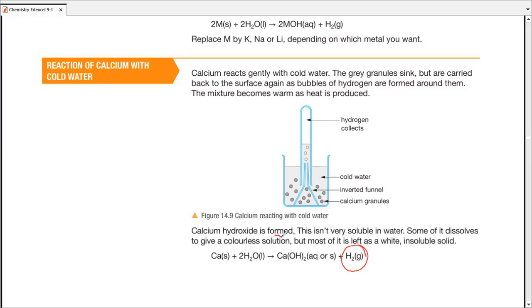So the granules keep going up and down all the time until they are completely consumed by the reaction. Calcium hydroxide is formed, as you can see over here. This isn't very soluble in water. Some of it dissolves to give a colorless solution. Most of it is left as a white insoluble solid. So whether you write aqueous or solid, both ways you're going to be correct. Aqueous means some of it dissolves in water. Solid means most of it does not dissolve. Both ways in IGCSE, they consider it correct. This is Edexcel giving you leniency with reactions that have two possibilities, so either one can be treated as correct.